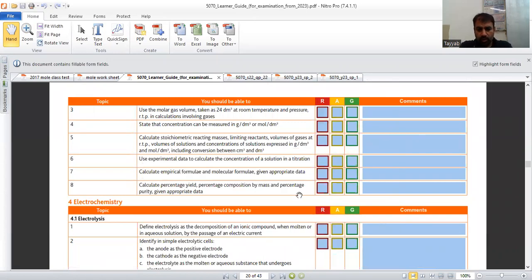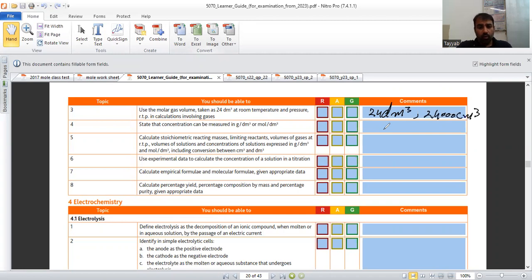Okay, now what is next in the revision checklist? Use the molar gas volume taken as 24 dm³ at room temperature and pressure (RTP) in calculations involving gases. Now this is about gases. This means if a gas has a volume of 24 dm³ at RTP, meaning 25 degrees Celsius and atmospheric pressure, 24 dm³ is 24,000 cm³. This gas is also equal to 1 mole. That is, 24 dm³ is the molar gas volume, or 24,000 cm³ is the molar gas volume.